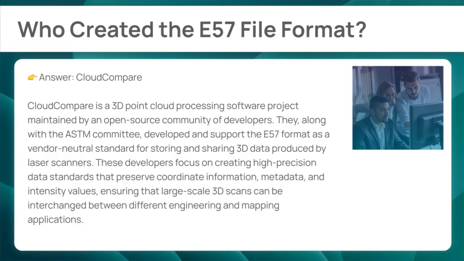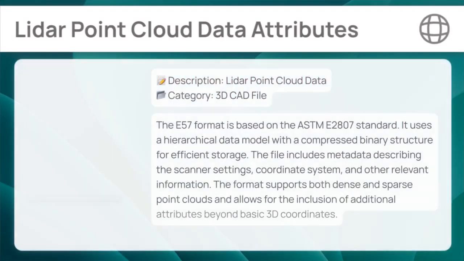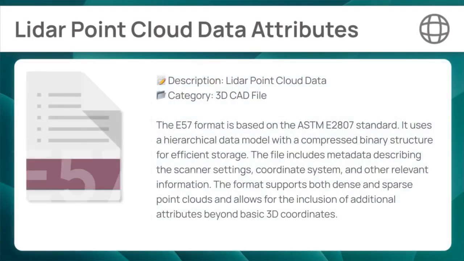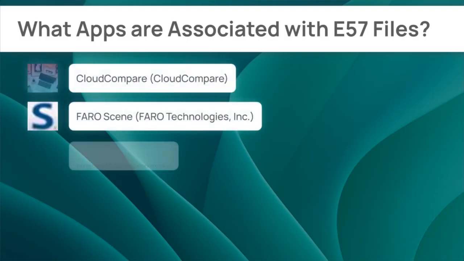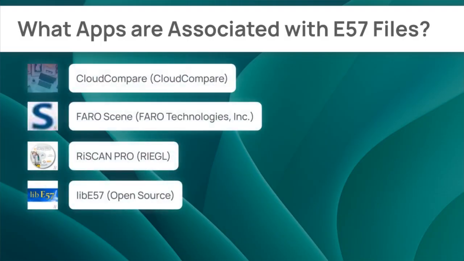E57 files are designed for efficient storage and exchange of large point cloud datasets. The E57 format is based on the ASTM E2807 standard. It uses a hierarchical data model with a compressed binary structure for efficient storage. The file includes metadata describing the scanner settings, coordinate system, and other relevant information. The format supports both dense and sparse point clouds and allows for the inclusion of additional attributes beyond basic 3D coordinates. The E57 file is widely endorsed for use with CloudCompare, developed by CloudCompare.